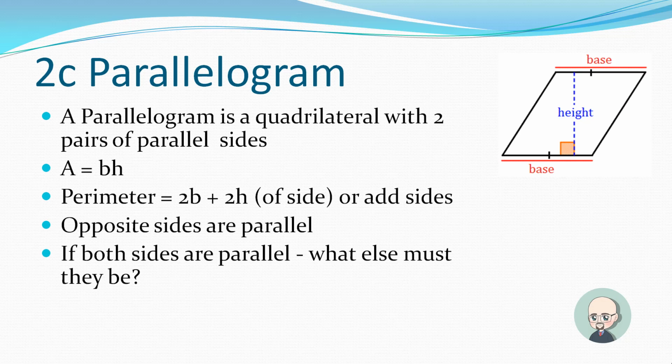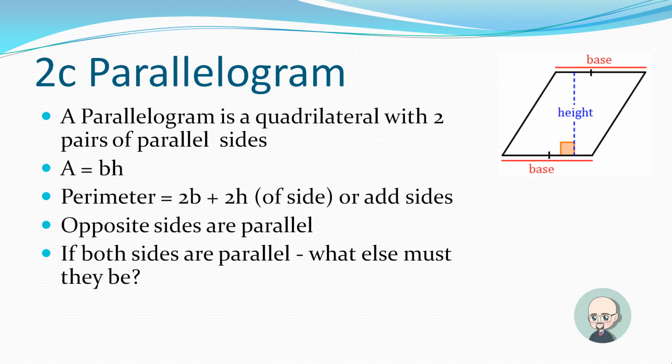Okay, a parallelogram is a quadrilateral with two pairs of parallel sides. A quadrilateral is a shape with four sides. A square is a quadrilateral, or a rectangle is a quadrilateral. It just means it has four sides. The area of a parallelogram is base times height, and it's the height from the base to the top. You'll see that dotted blue line that illustrates the height of a parallelogram. The perimeter is 2 base plus 2 height of side, or you add the sides. Remember, perimeter is still like a fence.